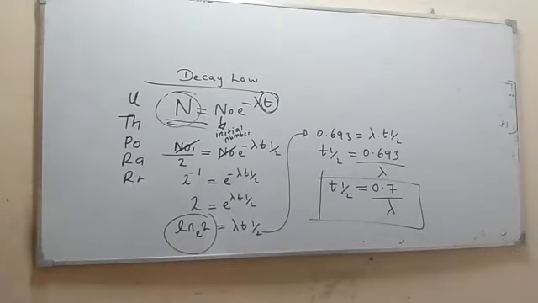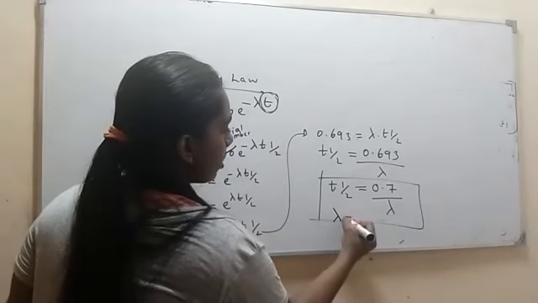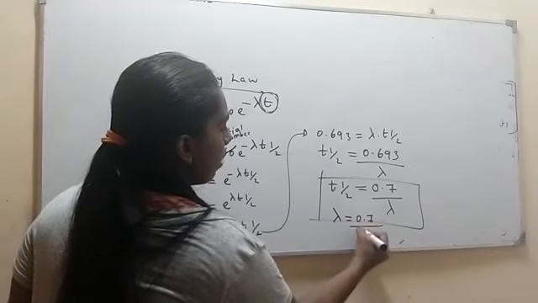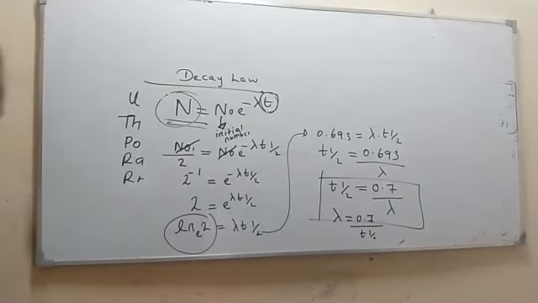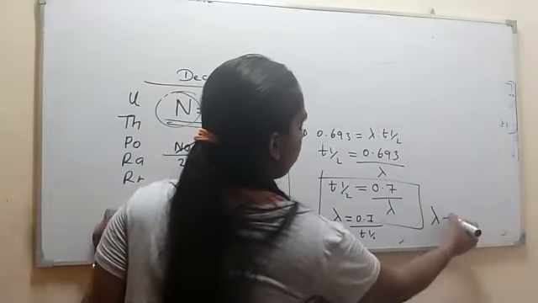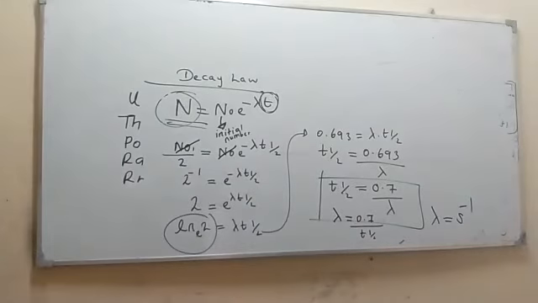So what is the unit of lambda? Sometimes they can answer. Now you know lambda we can write as 0.7 divided by t half. T half is time, normally second, isn't it? Therefore the unit of lambda is second minus one. Normally they give, like in the calculation, let's take lambda is 500.